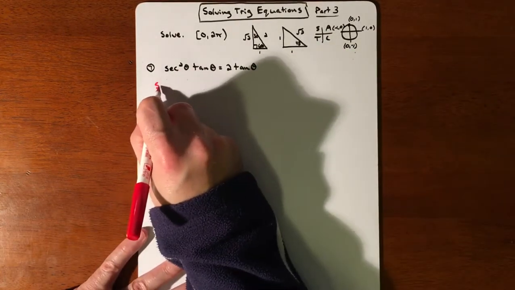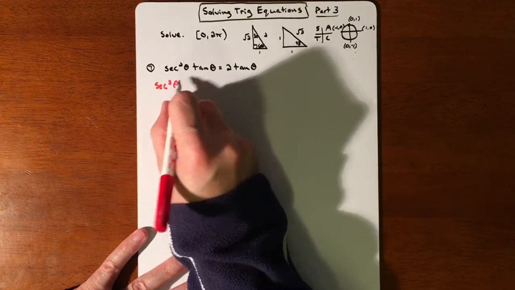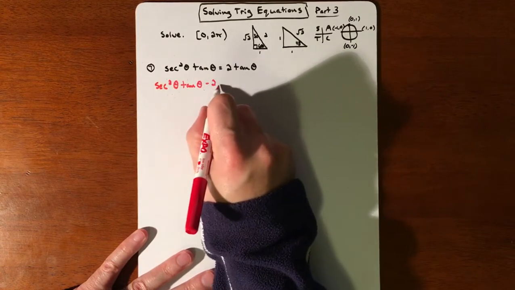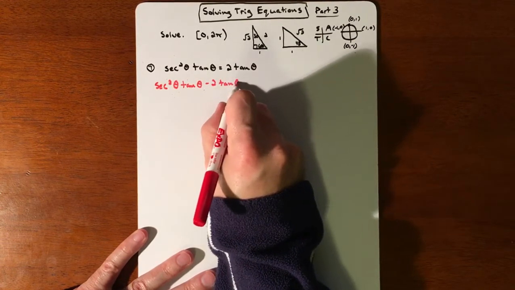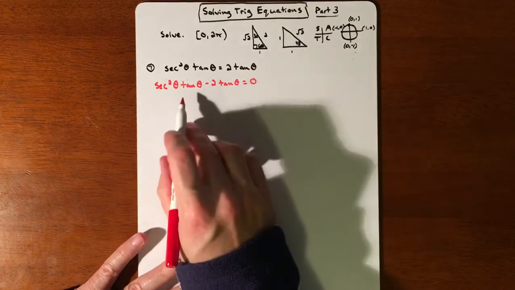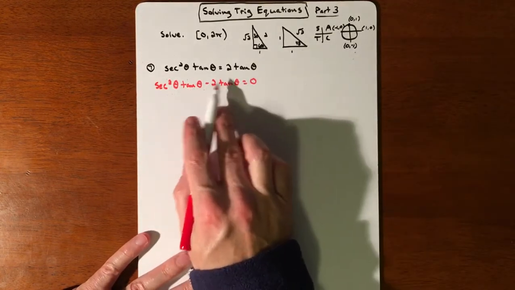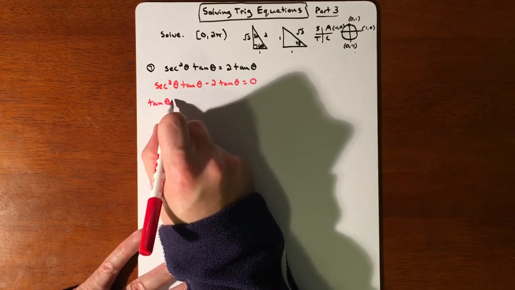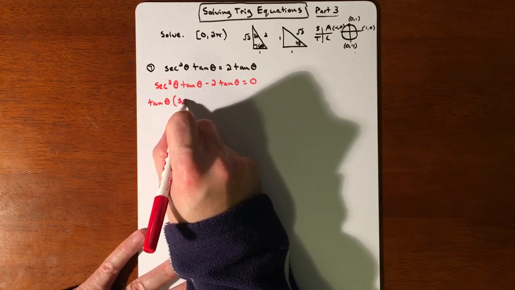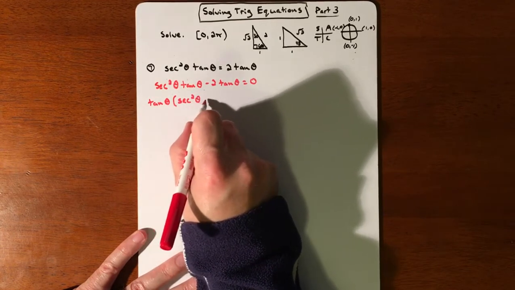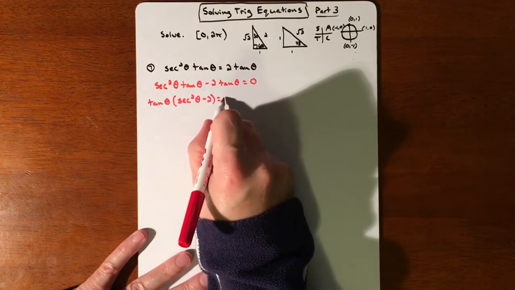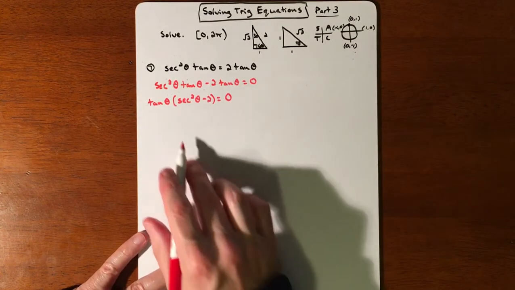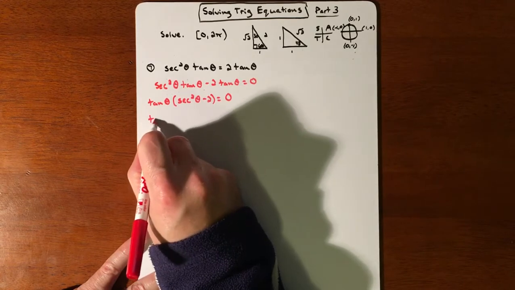So if we do that, we would subtract this over, equals 0. All right. What we can do with this is they both have a tangent attached to them. We can factor that out. So tangent of theta, and then that's going to leave you secant squared theta minus 2 is equal to 0. And then just like any kind of a thing that you factor, we're going to set each factor equal to 0.